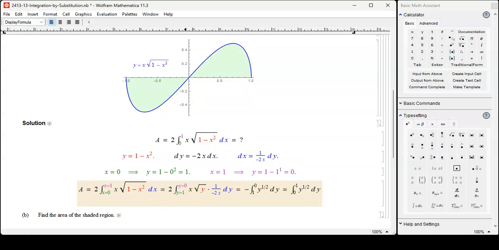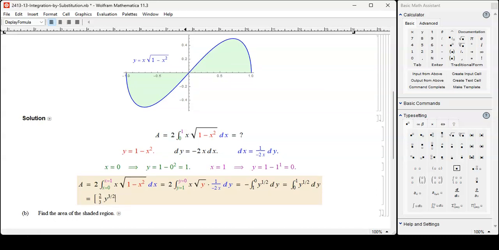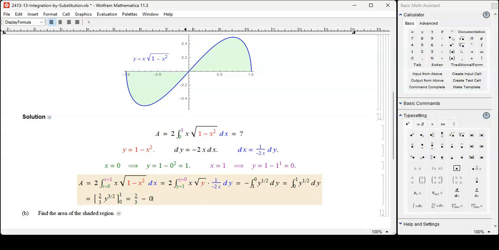Okay, all right, and then let's calculate the antiderivative value. 3/2 and then divide, and then that's going from 0 to 1. So plug in 1, 3/2, plug in 0, we get 0, so the area is 3/2.